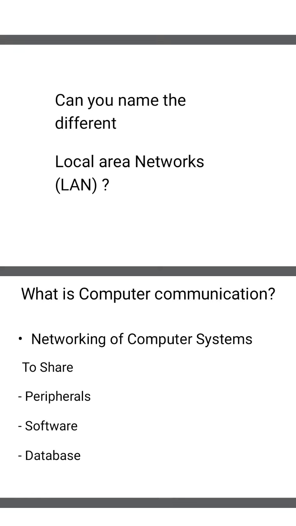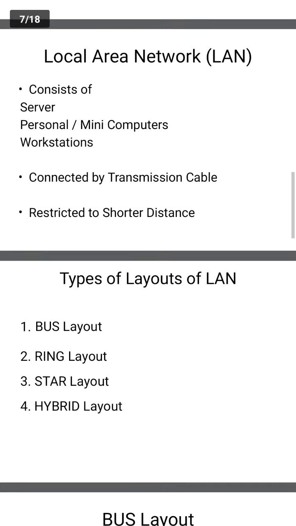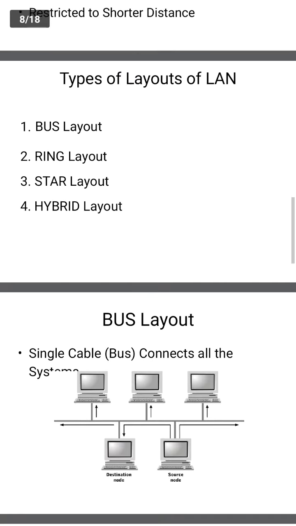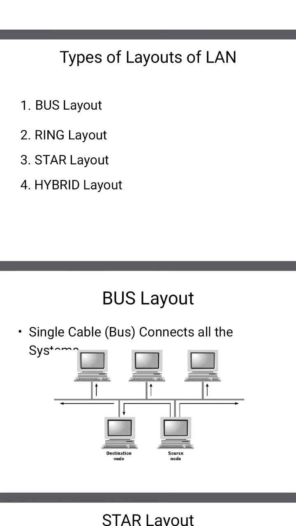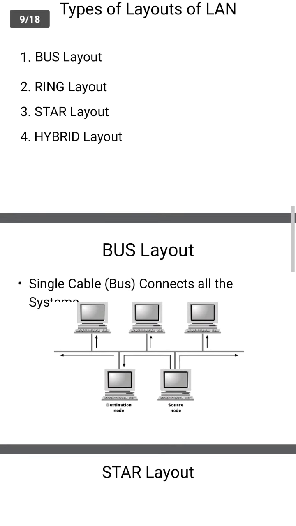So first we'll see the bus layout LAN. What is the bus layout LAN? Bus, ring, star, we have studied, and hybrid. So first, the bus layout. See the diagram of the bus layout. It consists of a single cable bus connected to all systems. So a single bus connected to all systems.